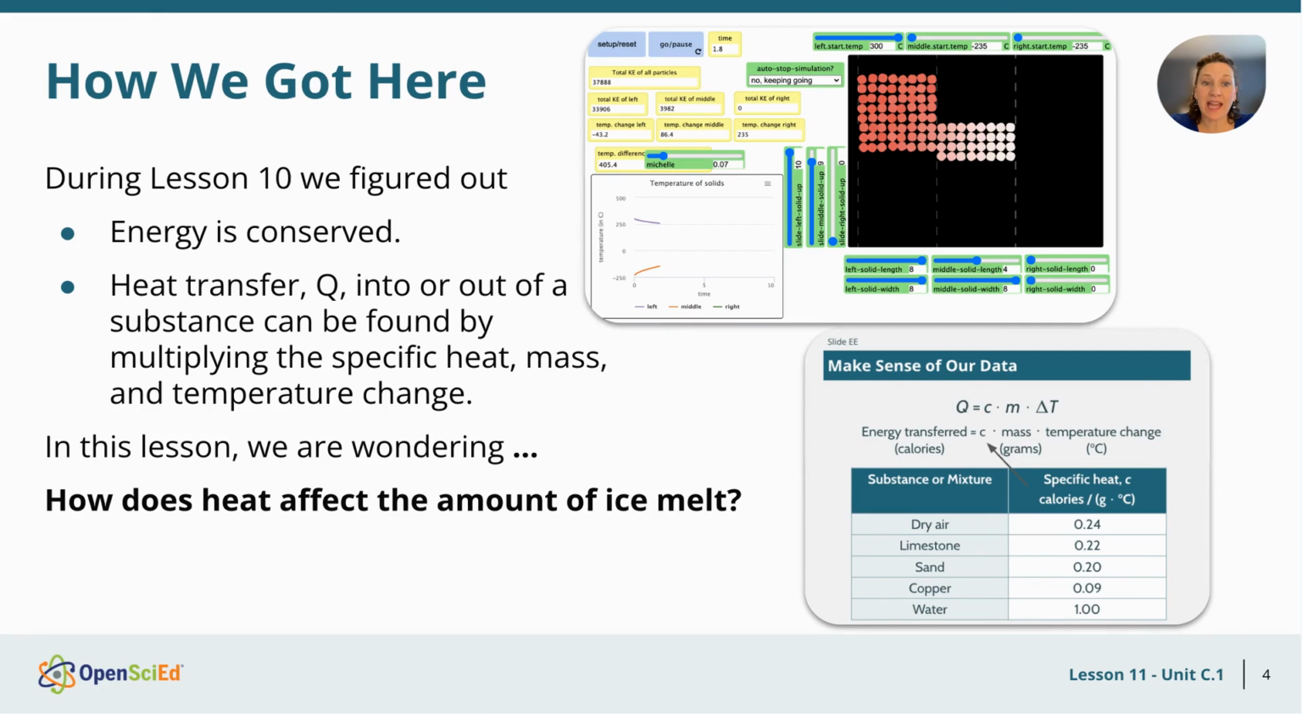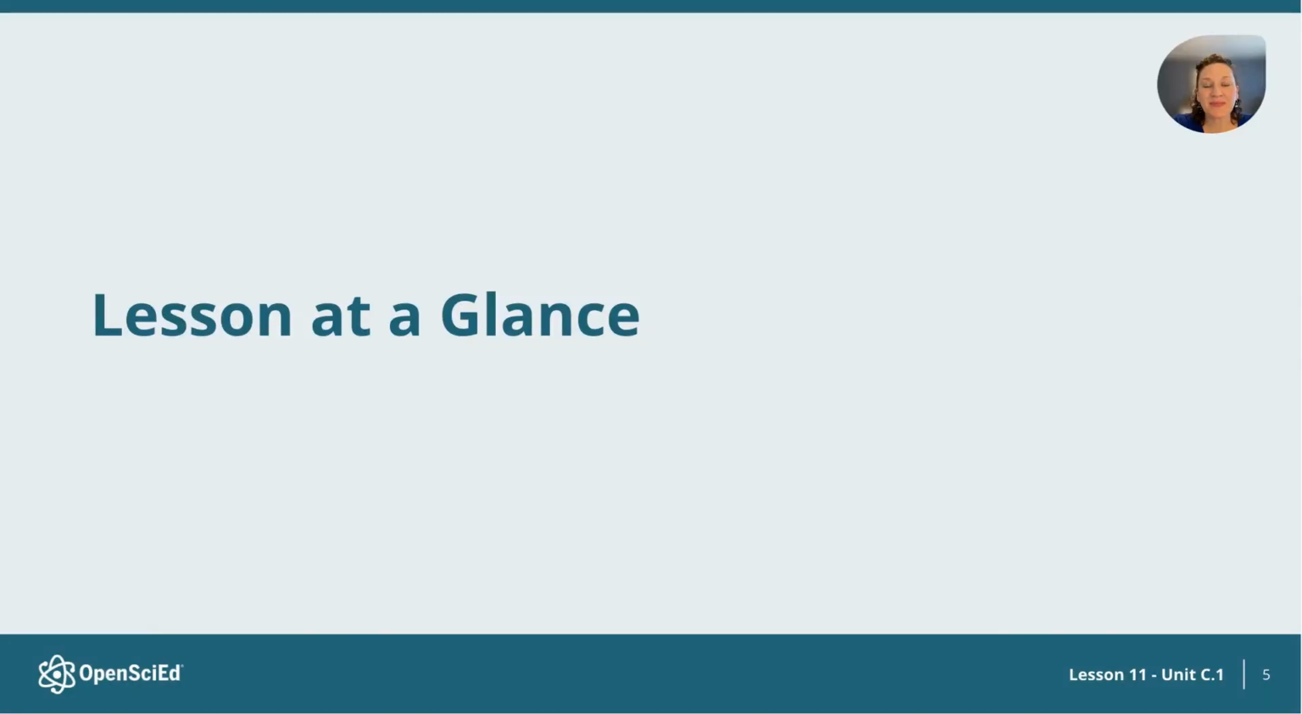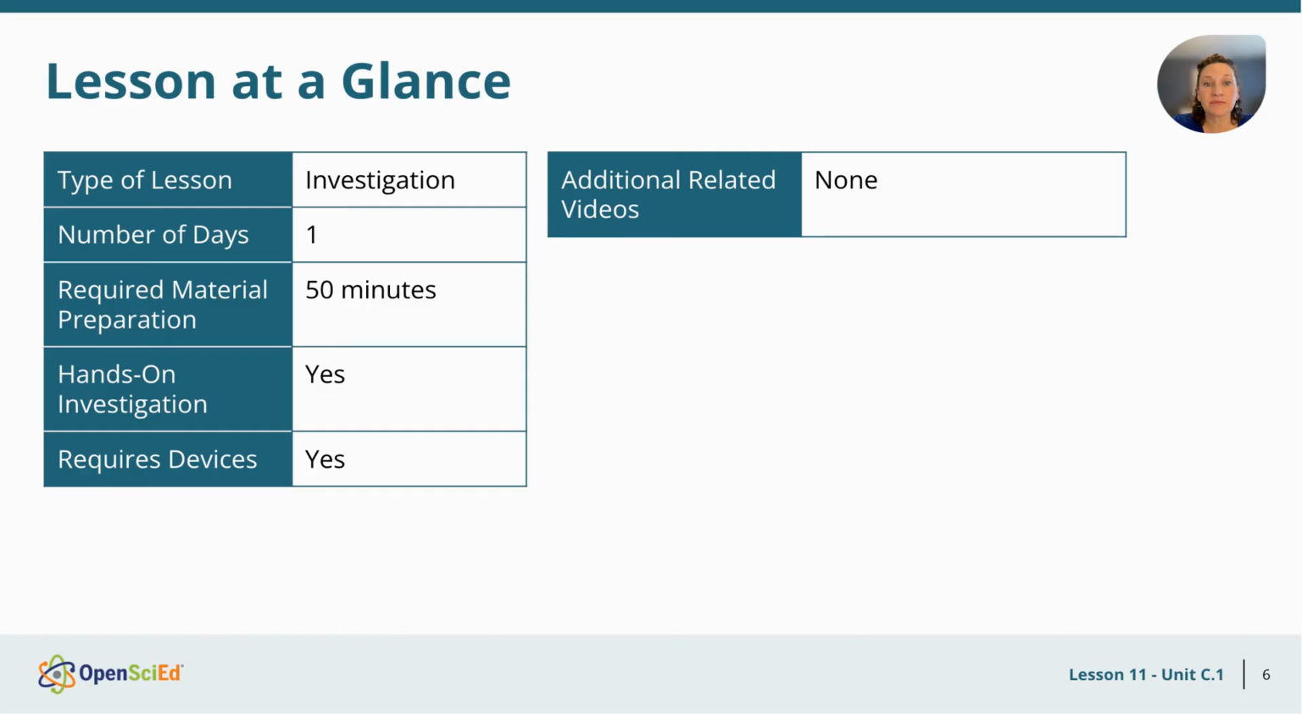During lesson 10, we figured out that energy is conserved, it flows between objects, but it's not created or destroyed. Heat transfer, or Q, into or out of a substance can be found by multiplying the specific heat, mass, and temperature change. So in this lesson, we're wondering, how does heat affect the amount of ice melt? Here's the lesson at a glance.